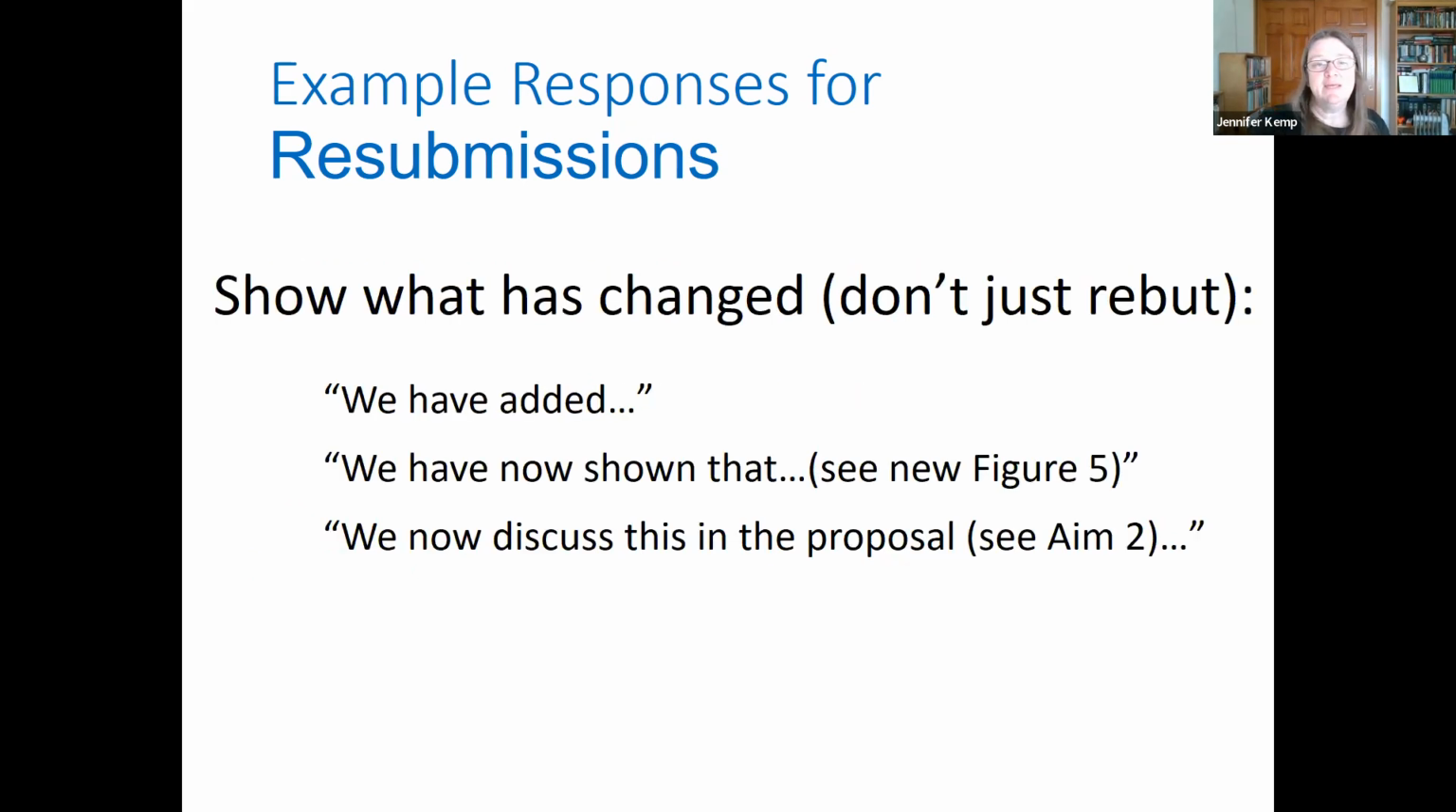So use language to show what has changed. Don't just rebut it. Say, we've now added this and that. We've now shown that whatever it is, see new Figure 5. We now discuss this in the proposal. So make it really clear what's new and what you've done, using language like this throughout.